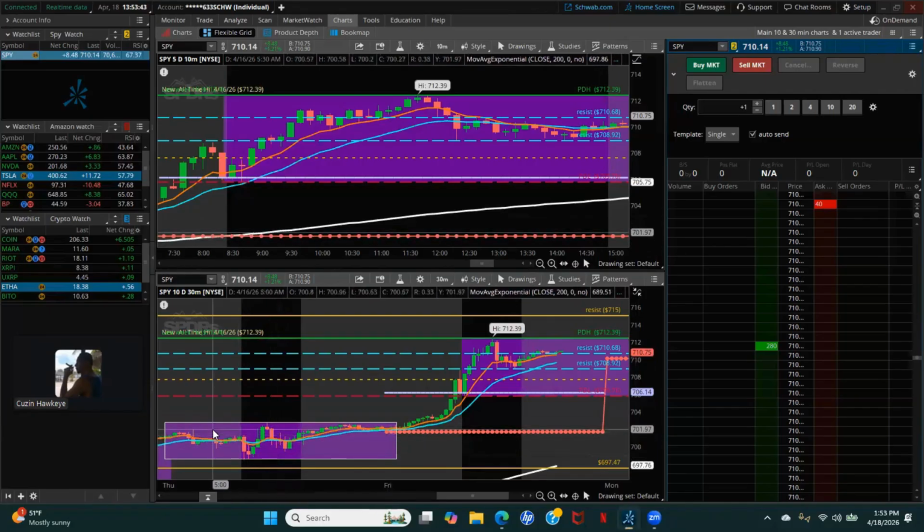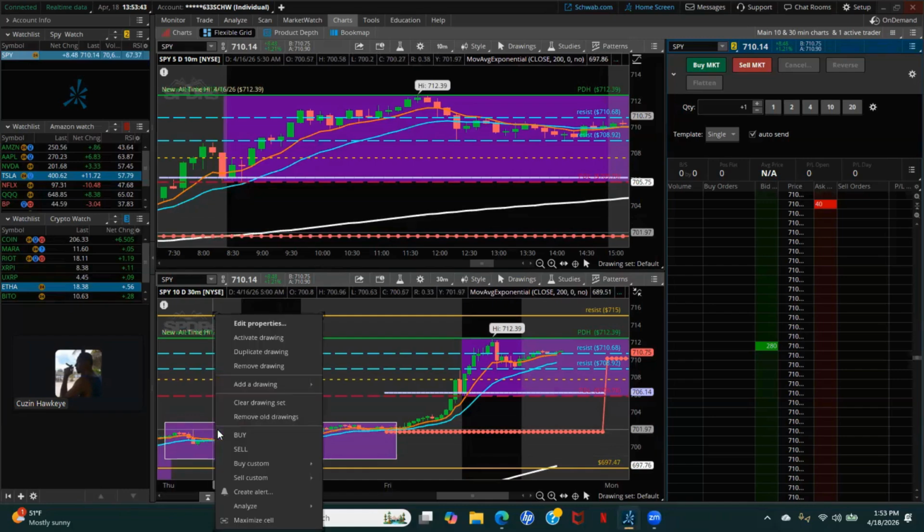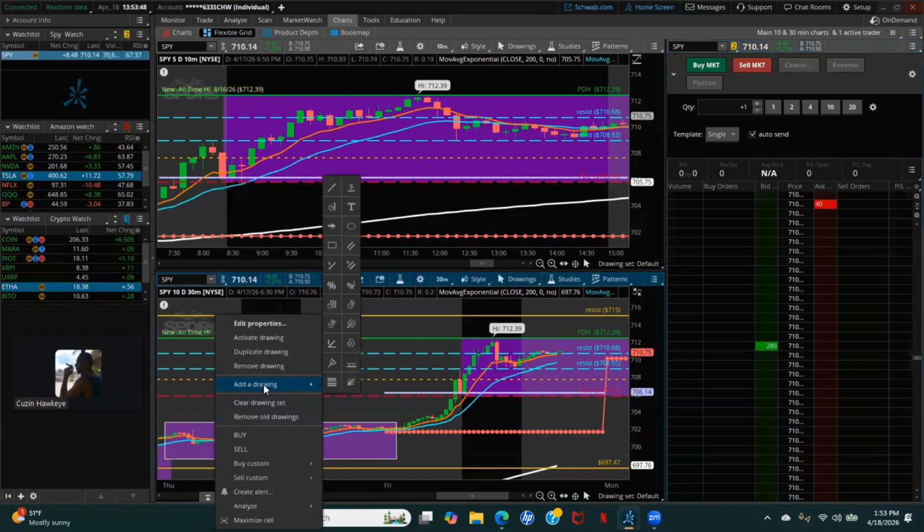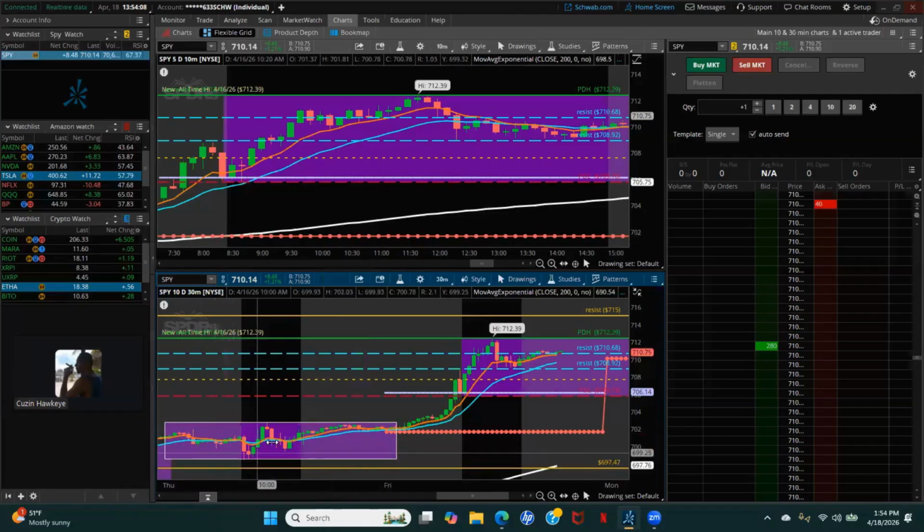And the way you put in a box, let me show you real quick, is you go over here to add drawing, and then you go up here to this little box and you put in the box. Since my box is already there, I'm not going to do it again, but I wanted to show you where to go to get your box, and you can make that box any color you like. So I had this box in here. This was Thursday, the black area. This was the overnight session, this gray area.